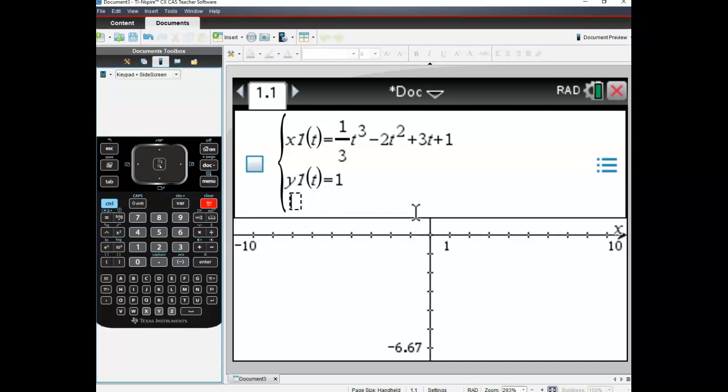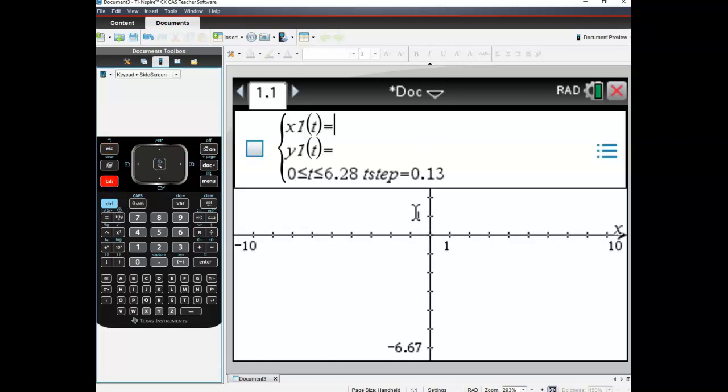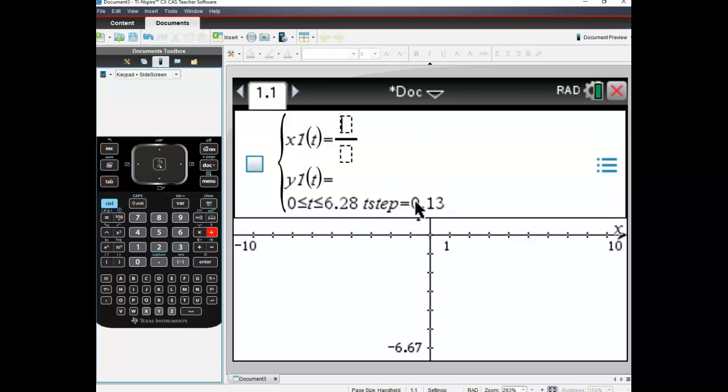Whoa, stupid thing. Now I got to go back and re-enter this. This is so annoying. So I'm going to say 1/3 t cubed minus 2t squared plus 3t plus 1. The vertical parameter would be 1. And of course my screen just went out for a second. And I'm going to delete, delete, delete. And I got to come over here and make this parameter delete.